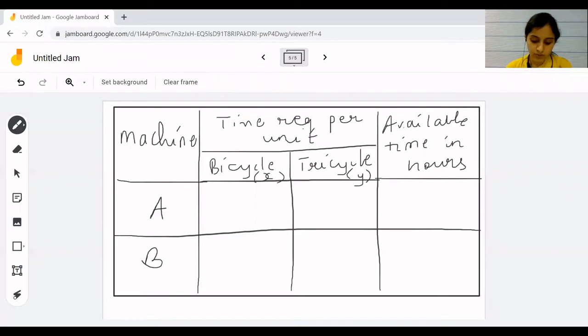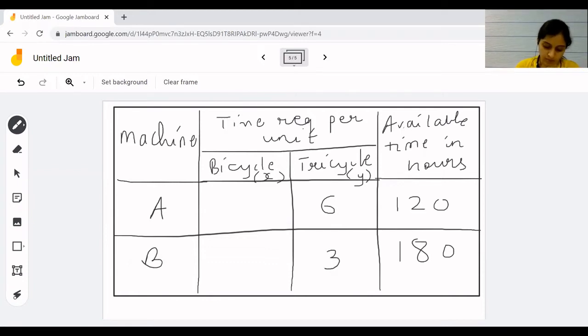A manufacturer produces bicycles and tricycles, each of which must be processed through two machines, A and B. Machine A has a maximum of 120 hours available. So the maximum time it has is 120. And machine B has a maximum of 180 hours available. Manufacturing a tricycle requires 6 hours on machine A, and 3 hours on machine B for a tricycle.